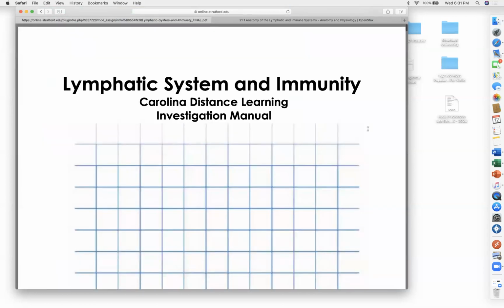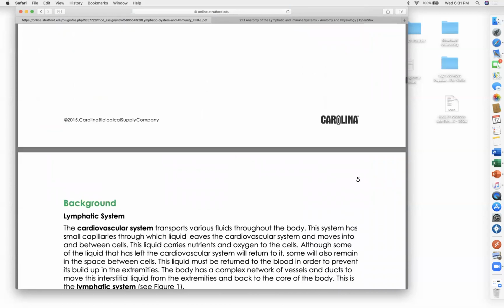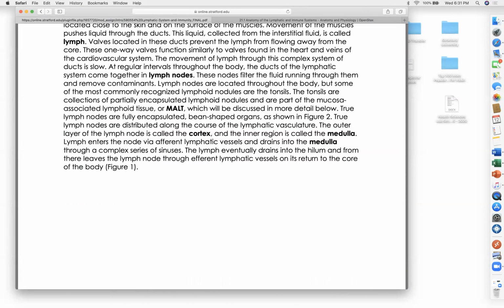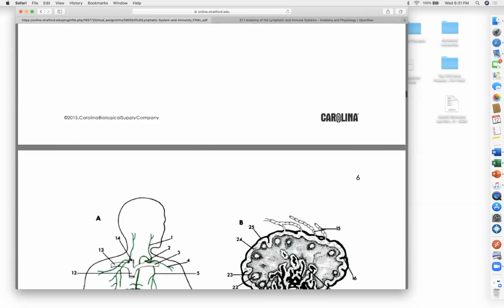So let's go into this lymphatic system and immunity. And remember what I told you about these Carolina things? They have these wonderful notes. And they talk a little bit about what we were talking about. Let me see if I can get that.